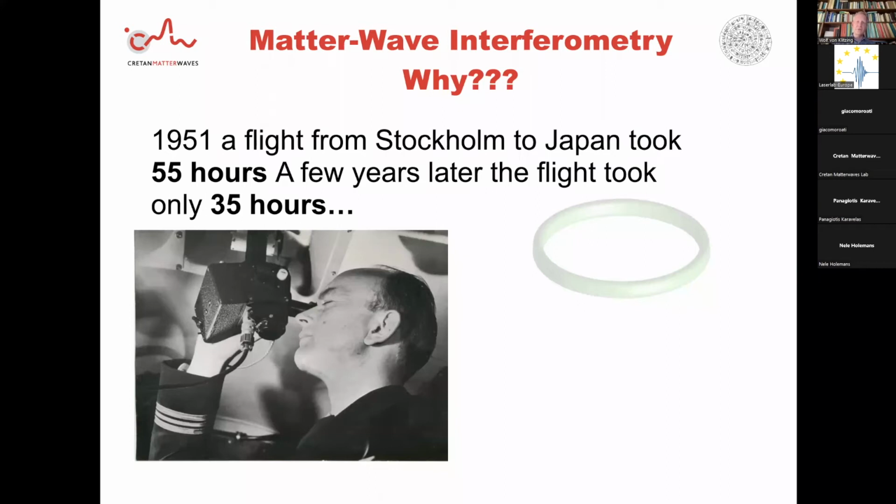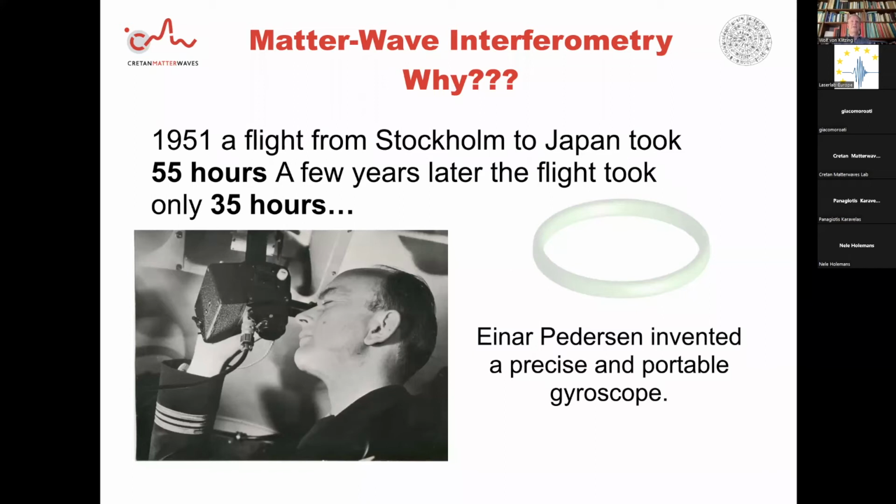But how do you get over the North Pole? If you're in a plane that flies a little bit low, you might have cloud cover above you. You don't see the stars, and you look down, you see white something. So you lose orientation, you fly a little circle, you die. But Anna Pedersen invented a precise and portable gyroscope. Apparently that's what he's looking at in there. With that gyroscope, suddenly it was safe to fly over the pole. So it shaved almost half the flight time. You didn't have to fly around the pole, you could fly over it. So navigation improves if I can measure precisely.